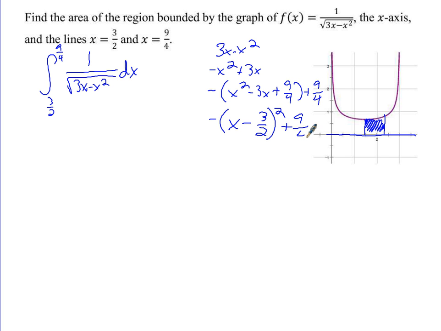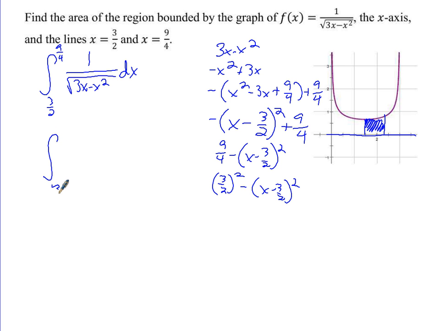squared plus 9/4. And by doing that, notice that now I have a situation better than what I had before. Now I don't have a variable in that front term, which was giving us heartburn to begin with. And we can switch these around, so now I have 9/4 minus x minus 3 halves squared. Oh, and by the way, look at 9/4. What is it? A perfect square. This is actually 3 halves squared minus x minus 3 halves squared. So now let me rewrite this. We have the integral from 3 halves to 9/4 of 1 over the square root of 3 halves squared minus x minus 3 halves squared dx.